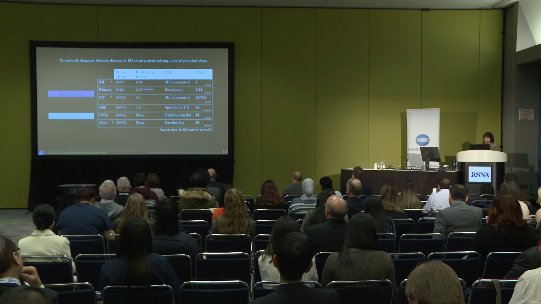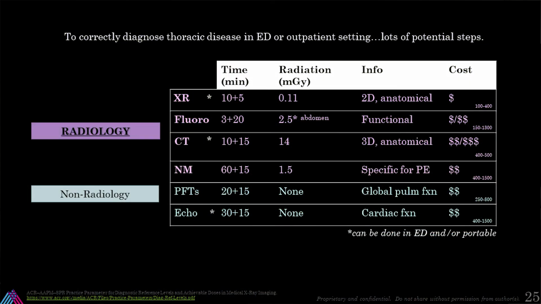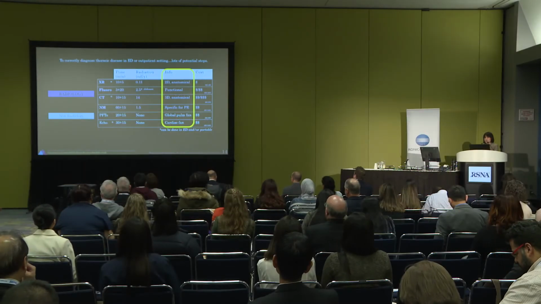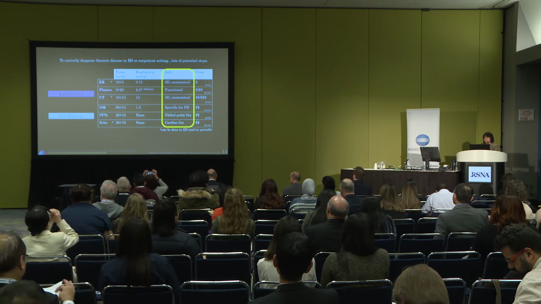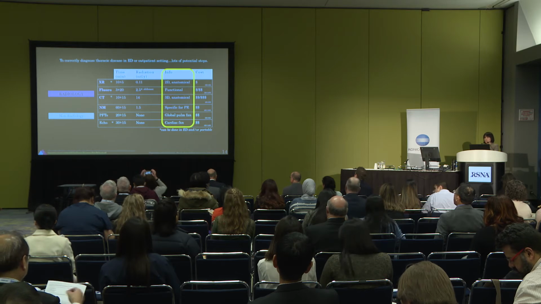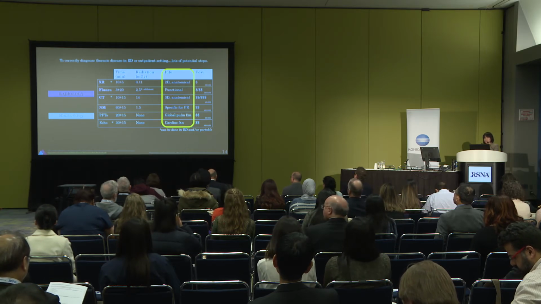Not all of these obviously can be done portably or in the emergency room, but just to re-highlight the types of information we're able to get. They're very separate. You get an X-ray, you get some basic 2D anatomical information that maybe people can act on, whether that be placement of a line or pneumothorax. The fluoro exam is very functionally based. You really just do the sniff test to see the movement of your diaphragms. CT is a 3D multi-axial, multi-sectional way of visualizing the anatomy. That's very expensive. That's a second-line test usually. Nuclear medicine is very specific for pulmonary embolism, and you can use it in other ways.